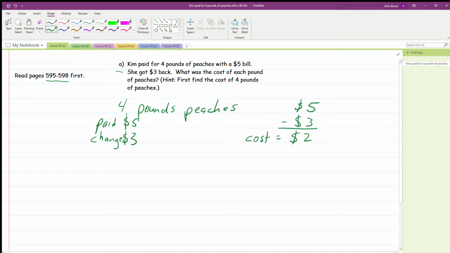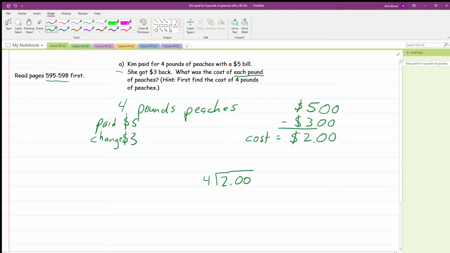So Kim paid for 4 pounds of peaches with a $5 bill. So she got 4 pounds, and we need to know how much each pound costs, so each 1 pound. So we need to take that $2 and we need to break it into 4 groups. Well, when we break something into groups, we divide. So I can't really divide $2 by 4, but I can if I put it like a decimal, using the normal way that we write money.